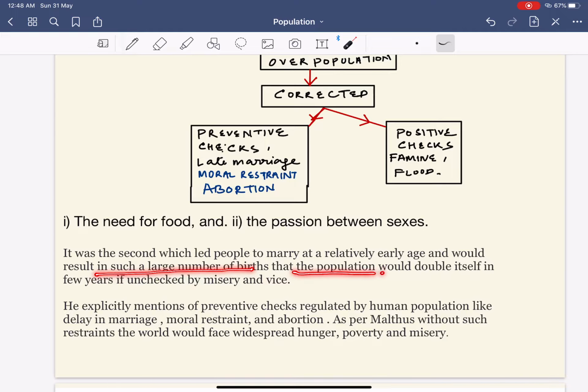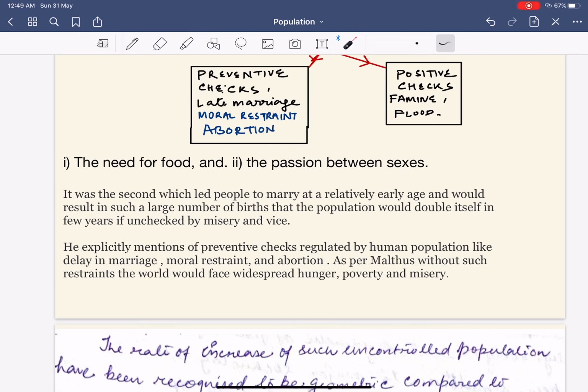Then the population would double itself in a few years if unchecked by misery and vice. It means that the population will keep on doubling itself until and unless it has been checked by misery. Misery means poverty. Vice means anything that actually reduces your population.